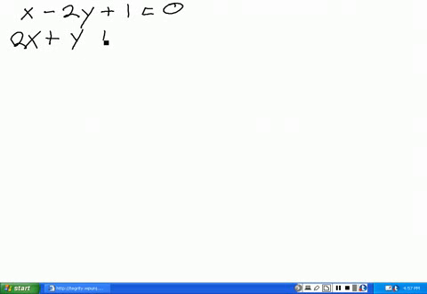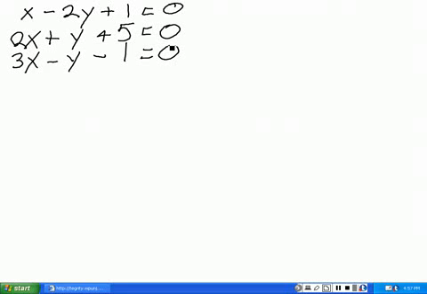Let's do x minus 2y plus 1 equals 0. I'm going to write my constants on the left of the equal sign and leave zeros on the right just to match the notation that's in the book. Let's try 2x plus y plus 5 equals 0. And let's finally try 3x minus y minus 1 equals 0.